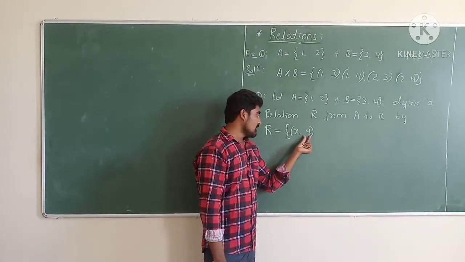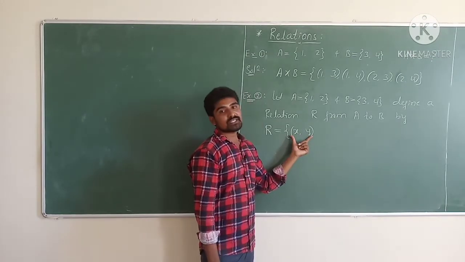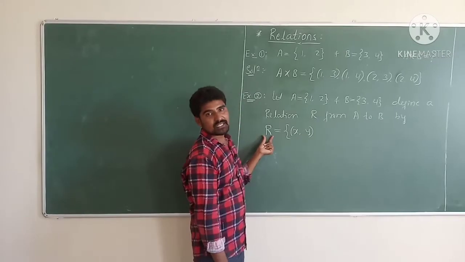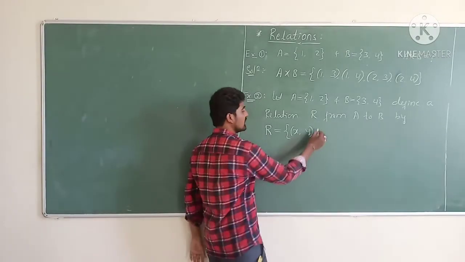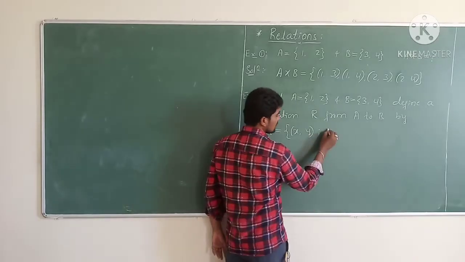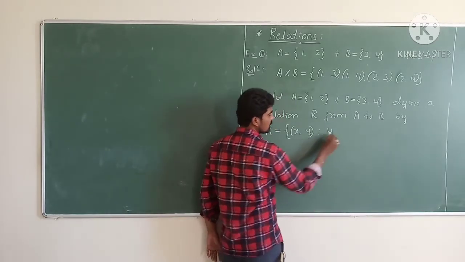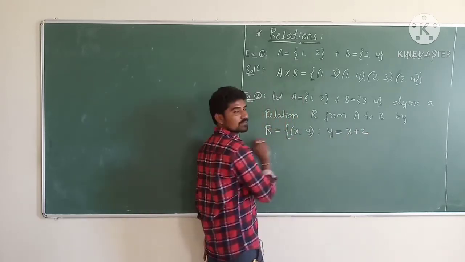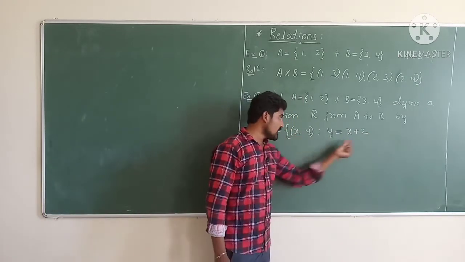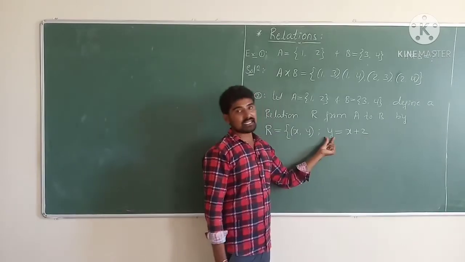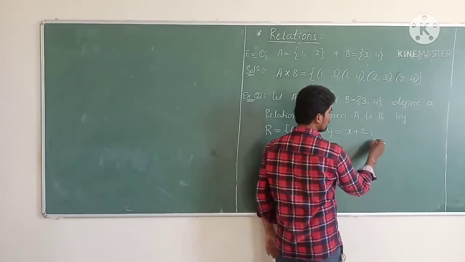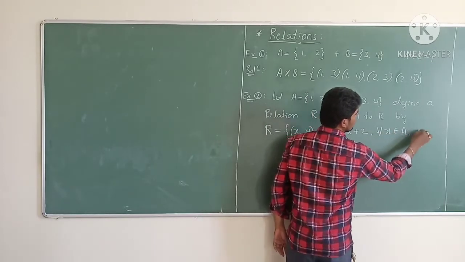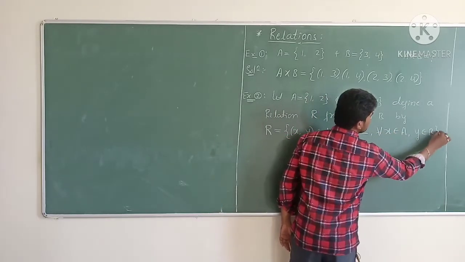When we define a relation between the first and second elements of the ordered pair, we get the elements of the relation R. That relation is defined such that the second element y is obtained by adding 2 to the first element, for all x belongs to the set A and y belongs to the set B.